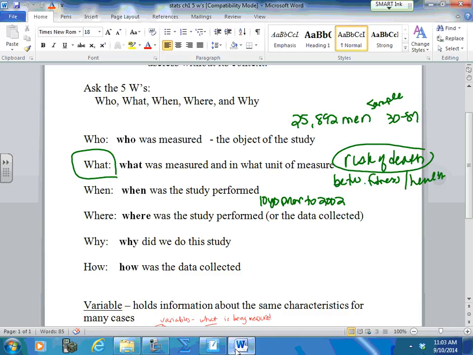Think about this. I've got almost 26,000 men in my study, ages 30 to 87, that I followed for 10 years. Okay, and they're probably not from more than one area, because then my statistics are kind of invalid, unless I'm doing that little zone. But you're going to have quite the team out there looking to test this. How do I even test a fitness level?